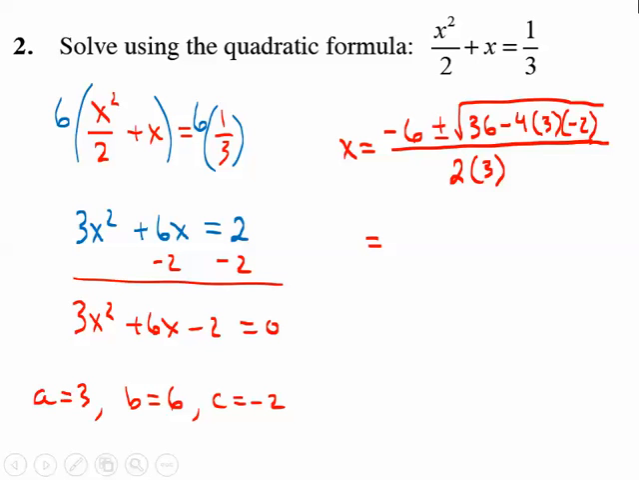Okay, so negative 6 plus or minus. Oh boy, let's see how that's going to work out here. Let's see, 3 times negative 2 is negative 6. Negative 6 times negative 4 is a positive 24. So it's positive 24 plus 36. That's a little something that we need to talk about here. You remember order of operations? You can't subtract until you've multiplied. So all of this right here has to be multiplied, and I include the little negative 2. So you say, okay, negative 4 times 3 is negative 12. Negative 12 times negative 2 is positive 24. So it's 36 plus 24. That gives you the 60, and a 6 on the bottom.